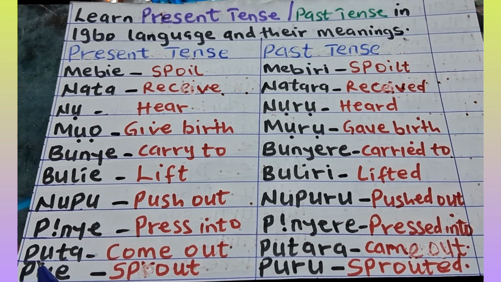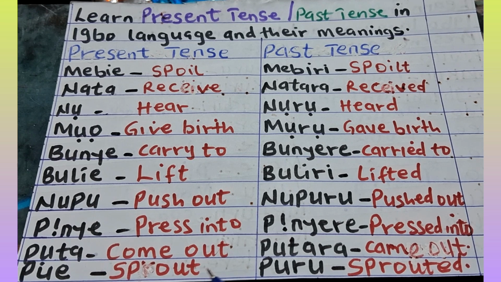Another one is pota, come out. Pota, come out. Past tense of pota is potara, came out. Potara, came out.